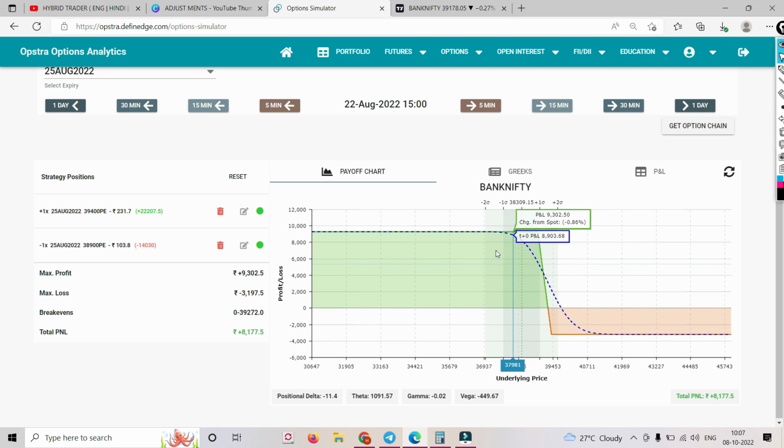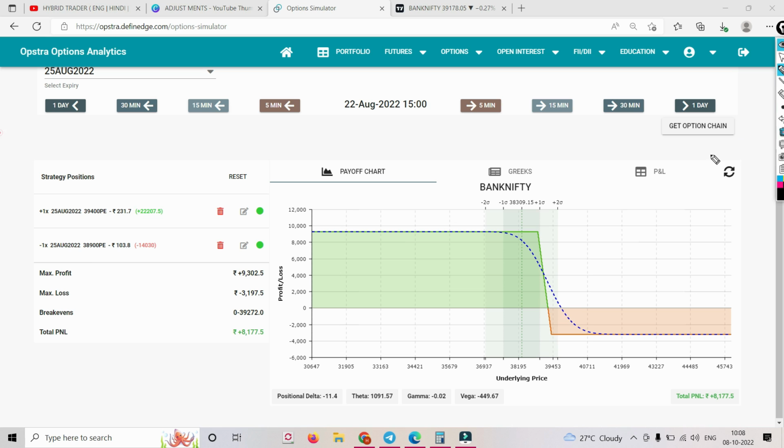So either I'll try to convert this to a butterfly. So this is my put. To convert this to a butterfly, I already have one buy position and one sold position, so I have to increase the sold position. That's what I made that video on in Telugu also. So I'll increase the sold position by 1, and then this will become 2 at the same strike, 38,900, and to maintain this difference of 500, I'll buy one put 500 spread away.